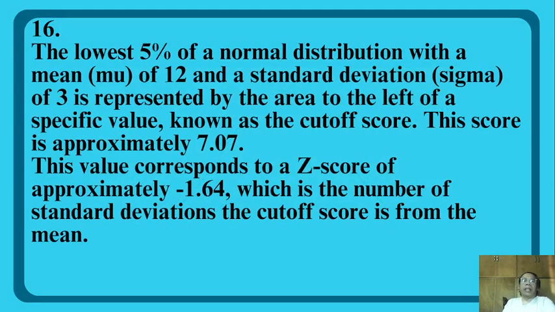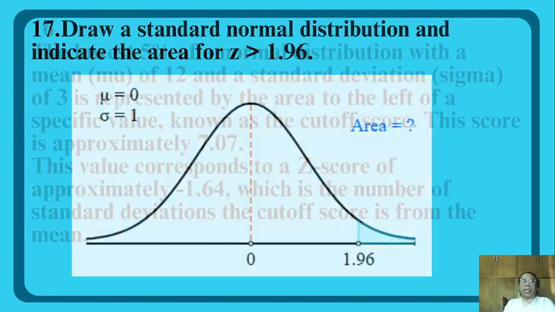Now, the lowest 5% of the normal distribution with a mean mu of 12 and a standard deviation sigma of 3 is represented by the area to the left of a specific value known as the cutoff score. This score is approximately 7.07. This value corresponds to a z-score of approximately negative 1.64, which is the number of standard deviations the cutoff score is from the mean.